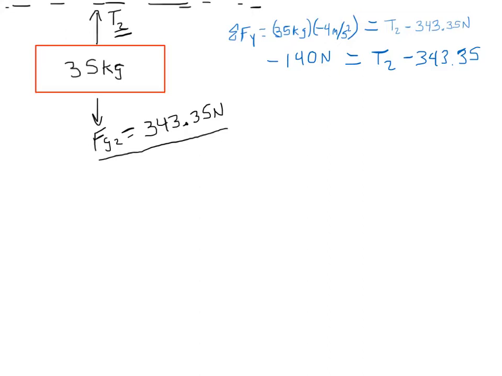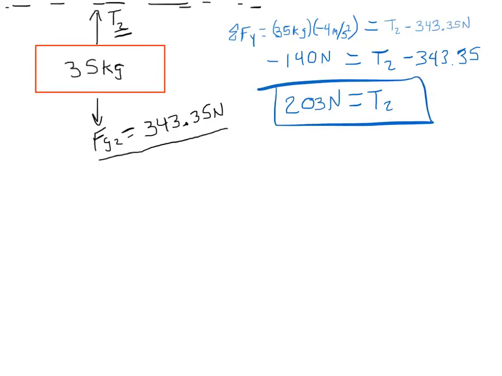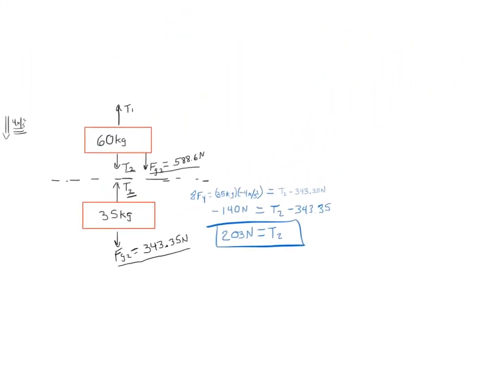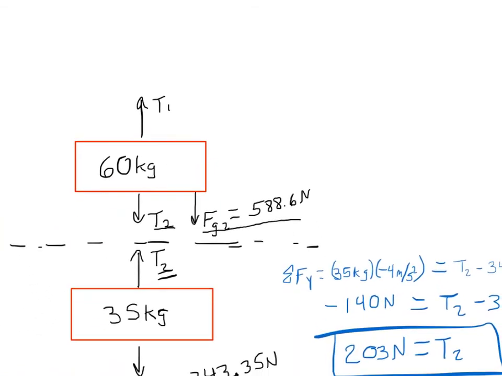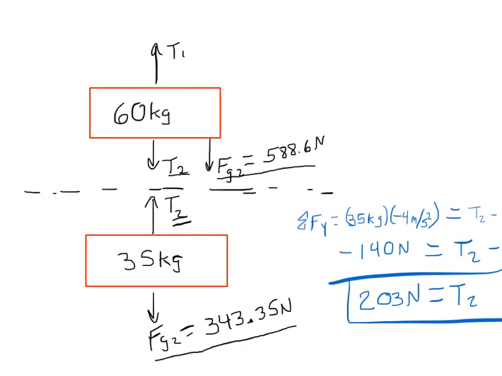So we add 343.35 to both sides, and we get 203. T2 is going to equal 203 newtons. We'll just round it there. So we found the tension 2. Now to find the tension 1, we use that value and we make that equal to our 2. So this is also going to be equal to 203 newtons is equal to tension 2.